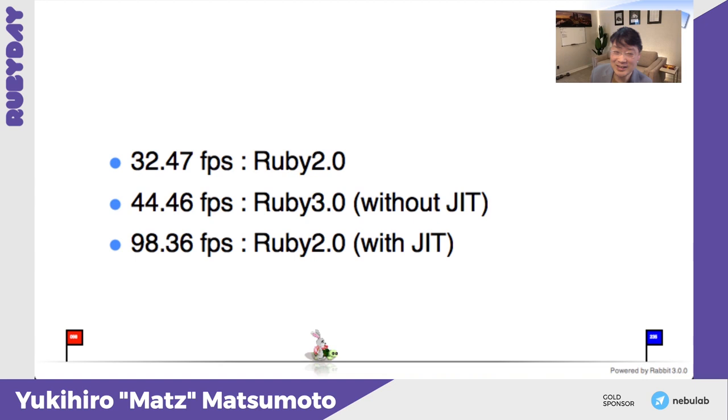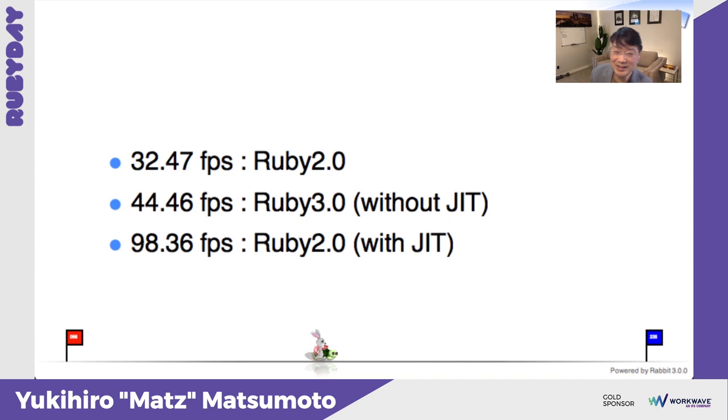MJIT is a great way to improve the performance of micro benchmarks. But it has some drawbacks. It has some compilation cost, security concerns, and an ICache problem.